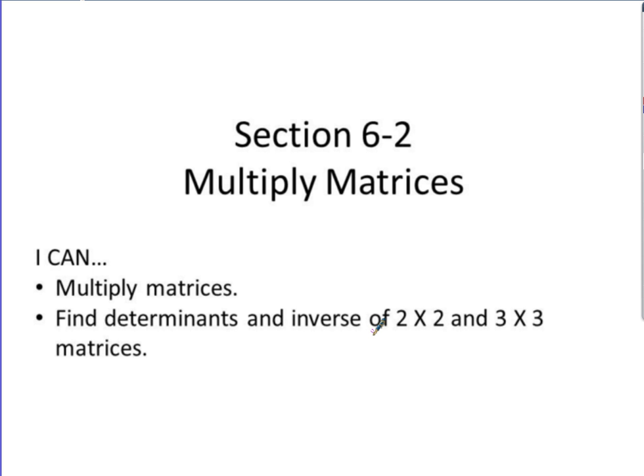This is section 6.2, part B, multiplying matrices. The I can statements for this half of the section: I can find determinants and inverses of 2 by 2 and 3 by 3 matrices.